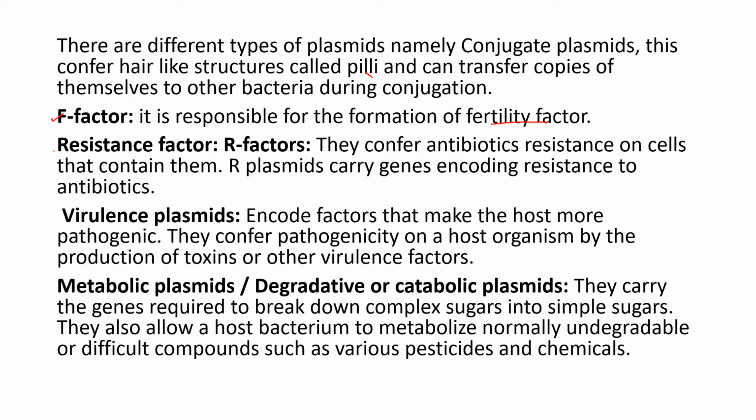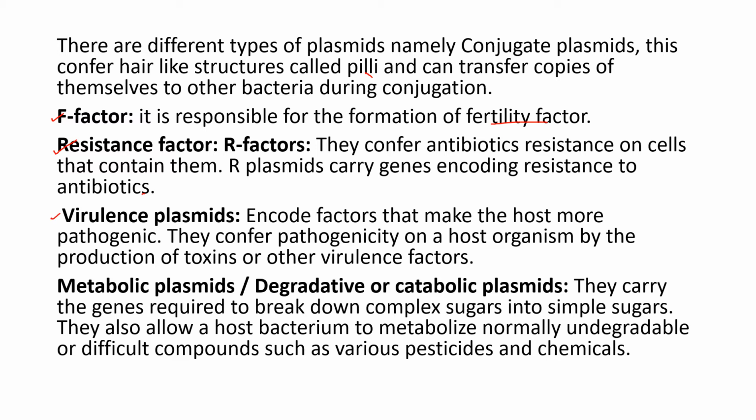The second one is the resistance plasmid, or R factor. It confers antibiotic resistance on the cells that contain it. R plasmids carry genes encoding resistance to antibiotics. Many bacteria are resistant to antibiotics because of this R plasmid. It is becoming a menace to the world because most bacteria are becoming antibiotic resistant because of this R plasmid. The third one is the virulence plasmid.